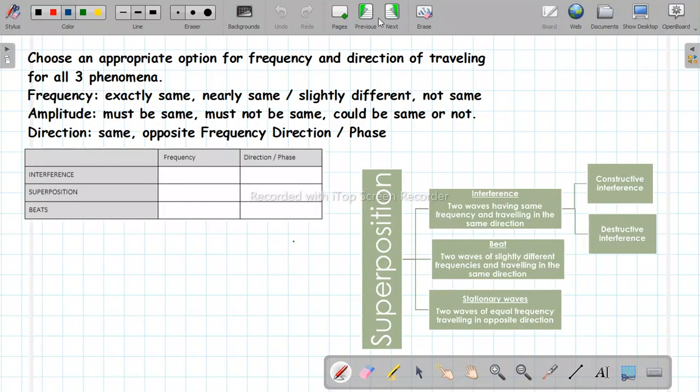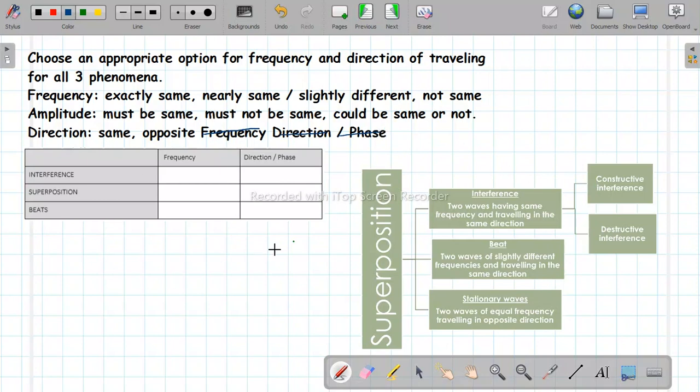Then choose an appropriate option for frequency and direction of traveling for all three phenomena. Frequency के बारे में बताएं, exactly same रहेगी, slightly different होगी, या generalize करके कह देंगे not same. Amplitude के बारे में बताएं, it must be same, must not be same, या vague है, कुछ भी हो सकता है, acceptable होगा. Direction के बारे में बताएं, should it be same या opposite होनी चाहिए, right?